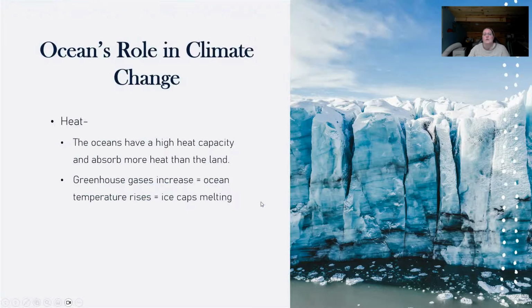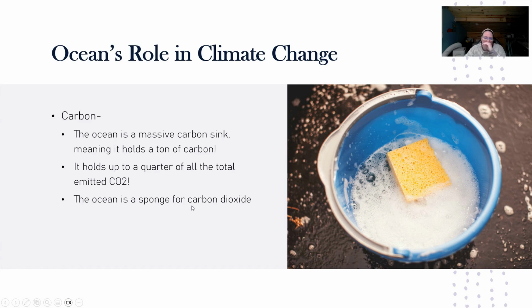So the ocean's role in climate change is that heat is a huge impact on the ocean because the oceans have a high heat capacity and they absorb more heat than land. So we really rely on the oceans to be the cool part of the world. As greenhouse gases increase, our ocean temperatures rise and then our ice caps melt. And as a result, we're seeing this vicious cycle that keeps occurring.